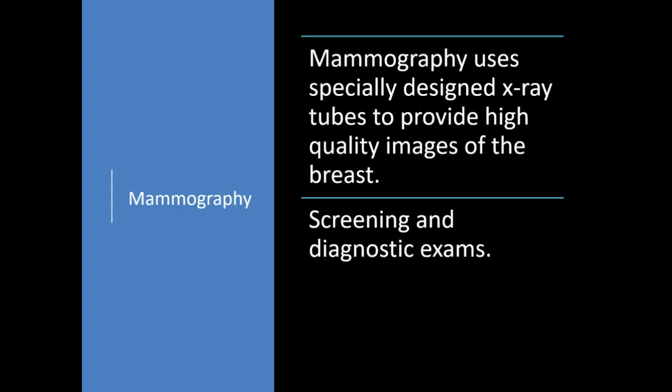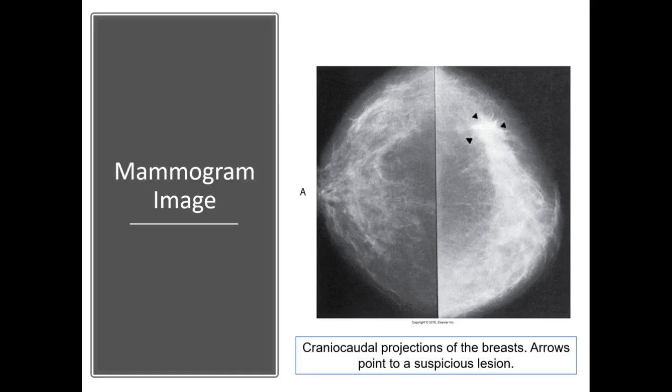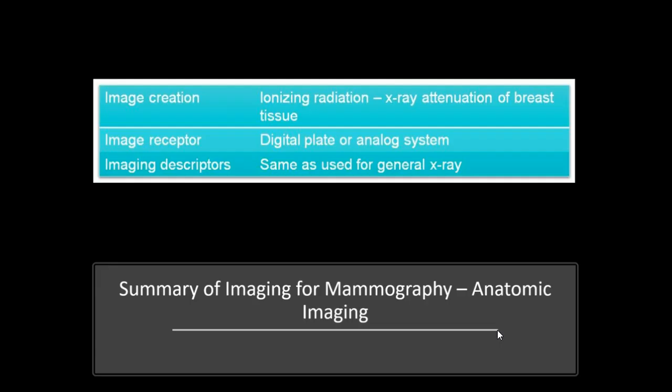So mammography, we use specially designated X-ray tubes to provide high-quality images of the breast. There's screening and diagnostic mammography. And you can see here, this is a CC, which we call a craniocaudal projection of the breast. You can see that in this breast the darker gray is fatty, and the white is more dense tissue. And you can see here that we've got some spiculated lesion. The architecture right here has smooth margins, so it looks like a cyst or something here also. Any kind of spiculated lesion is suspicious for cancer.